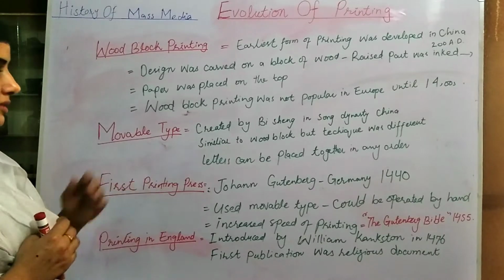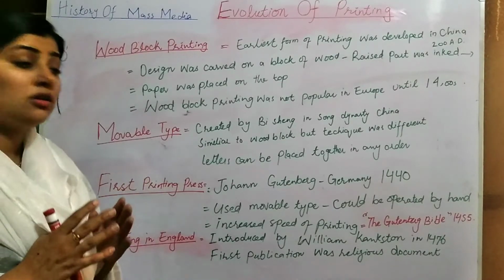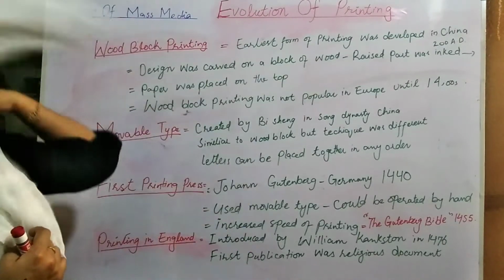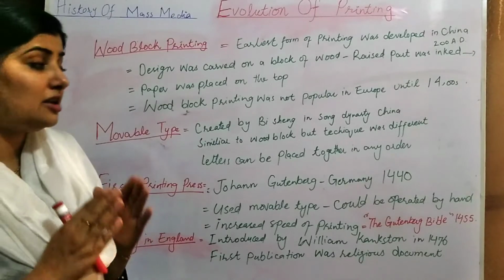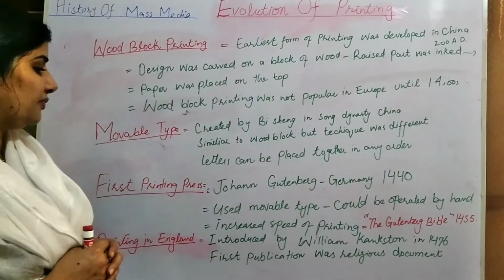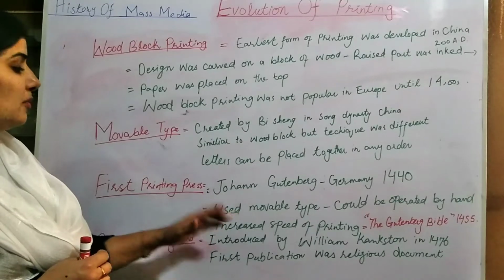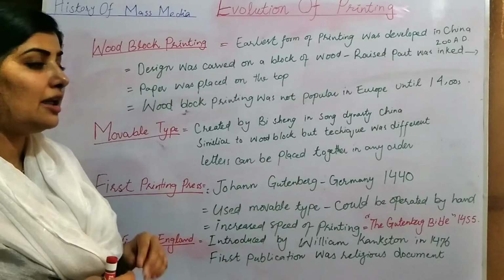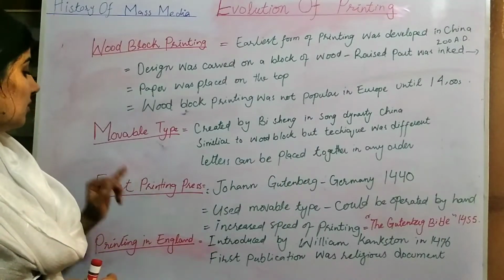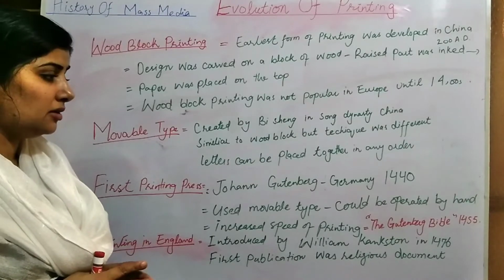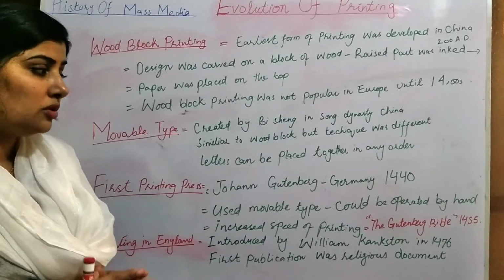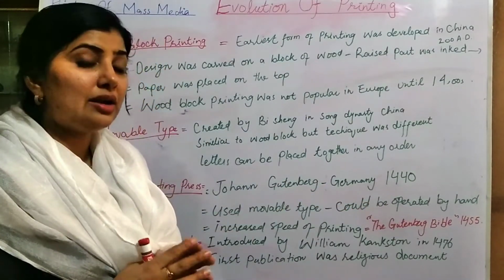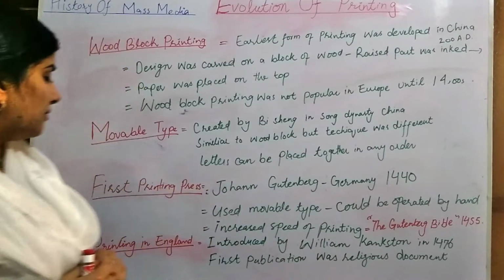First printing press. John Gutenberg, he is also called Johannes Gutenberg, from Germany, invented the first printing press in 1440. He used movable type in this printing press and this printing press could be operated by hand. This printing press increased the speed of printing. He also published a book named the Gutenberg Bible, and that book was published in 1455.